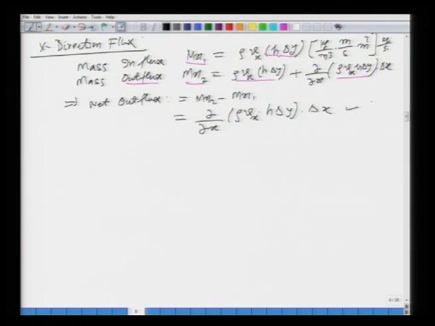So, if we continue from here, what we can do is we can say that similarly we can write the expression for the net outflux in the y direction.